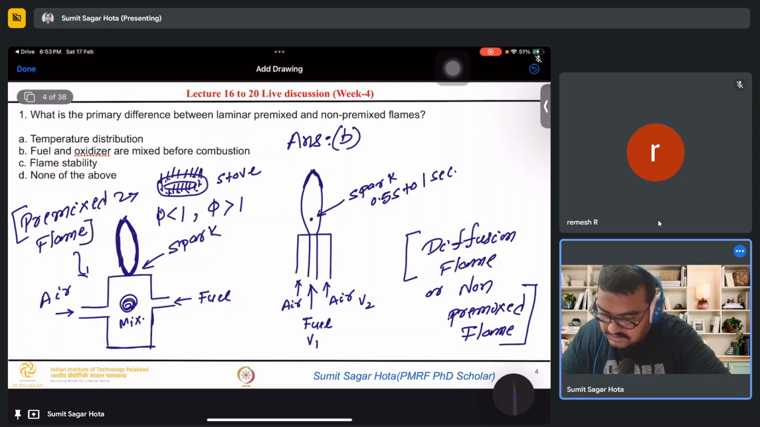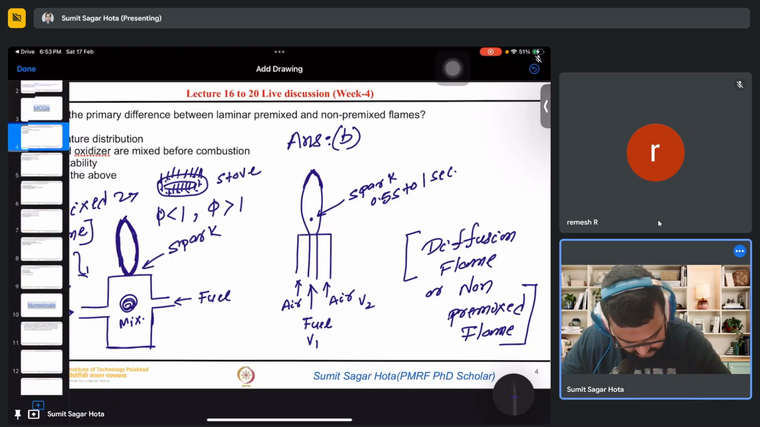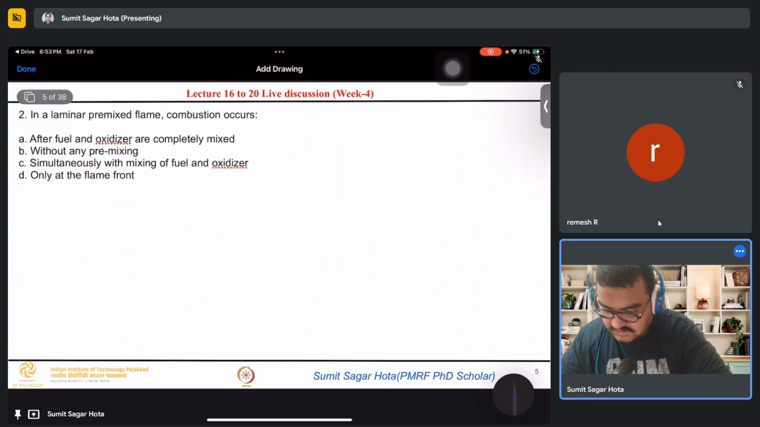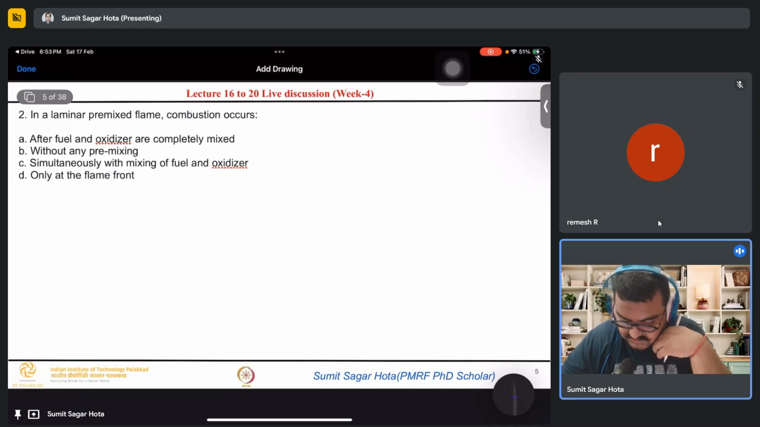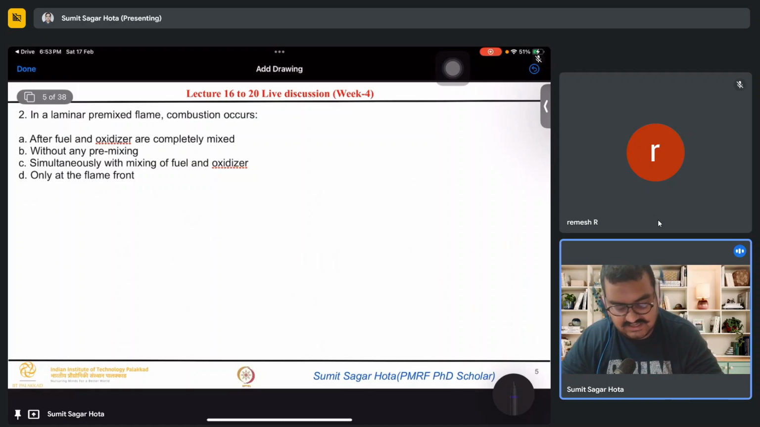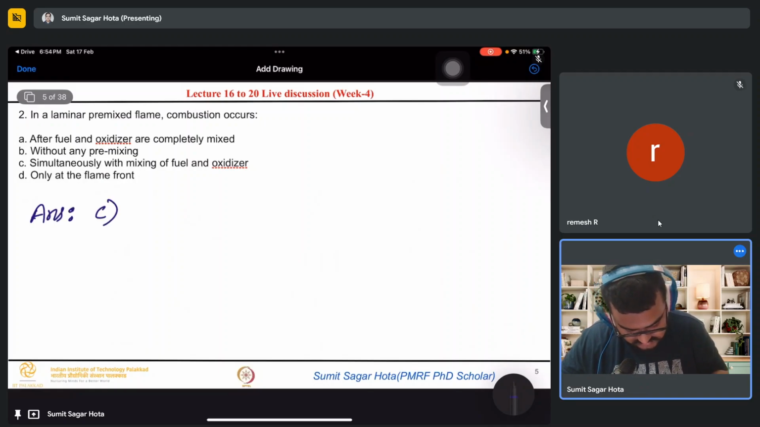Now the next question. In a laminar premixed flame, combustion occurs... Actually, all the 6 questions I have taken are similar, just a different way of asking the question, so I will quickly go through them. In a laminar premixed flame, simultaneous mixing of fuel and oxidizer occurs. That's the case here: simultaneous mixing.